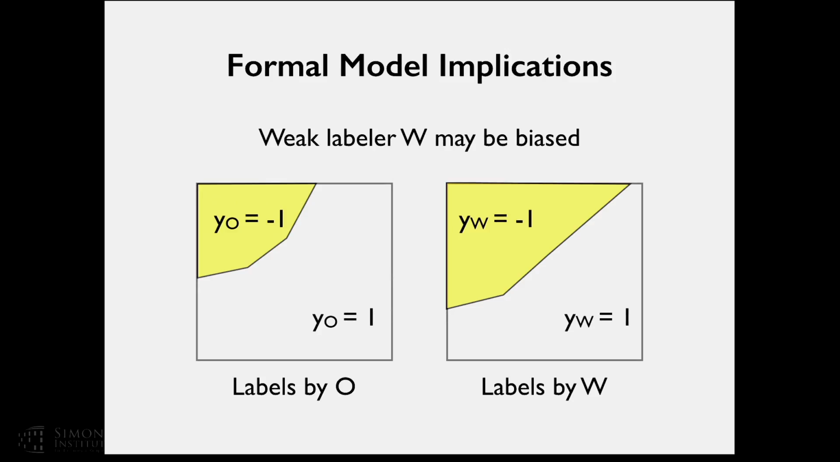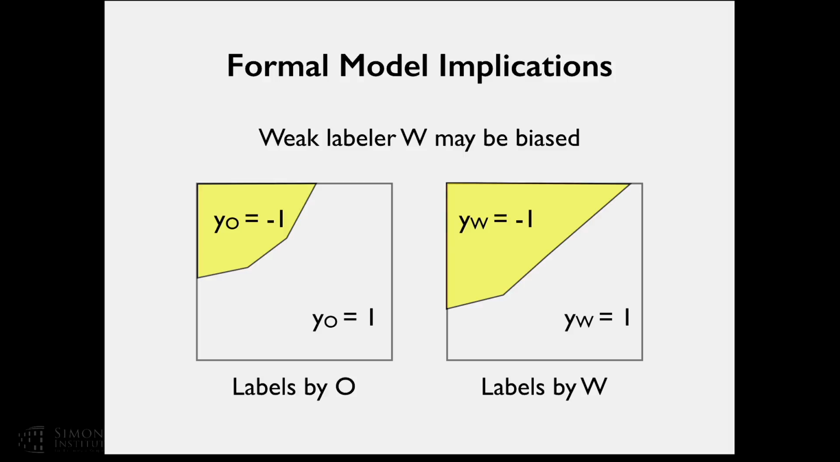Okay, excellent. So what does this mean? I gave you all this math and this formal model. What does this model mean, and what kind of problems could arise in it? The problem that could arise is that the weak labeler W may be biased. So what do I mean by this?